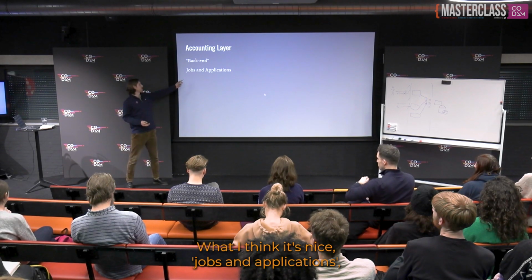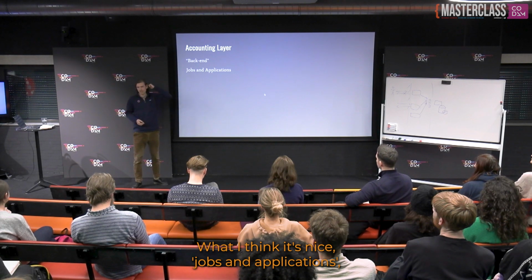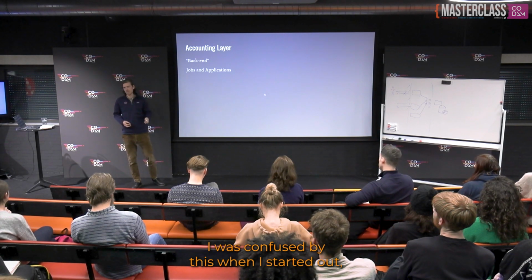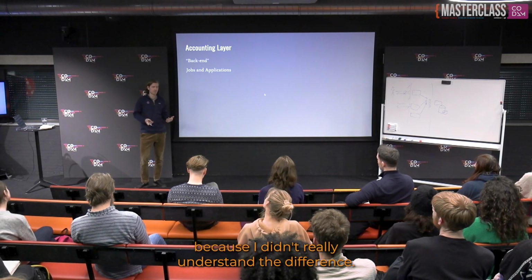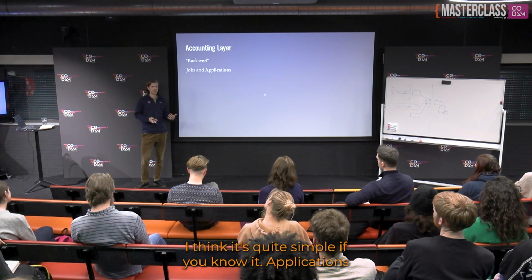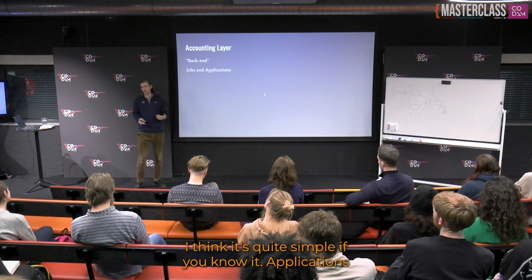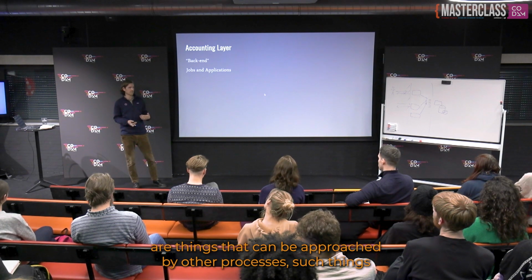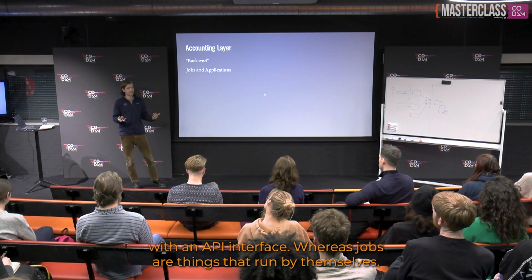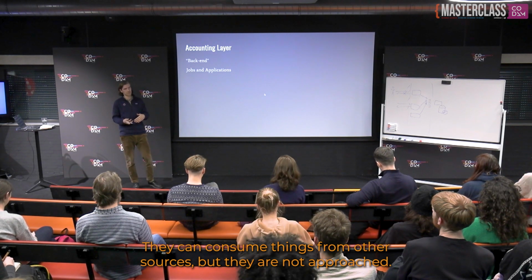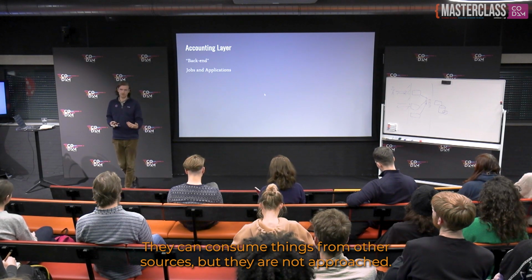What I think is nice, jobs and applications. I was confused by this when I started out because I didn't really understand the difference. I think it's quite simple if you know it. Applications are things that can be approached by other processes. So it's things with an API interface, whereas jobs are things that run by themselves. They can consume things from other sources, but they are not approached.